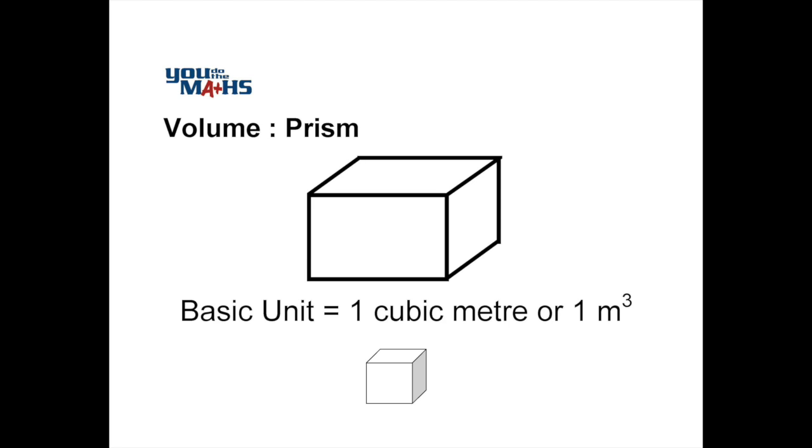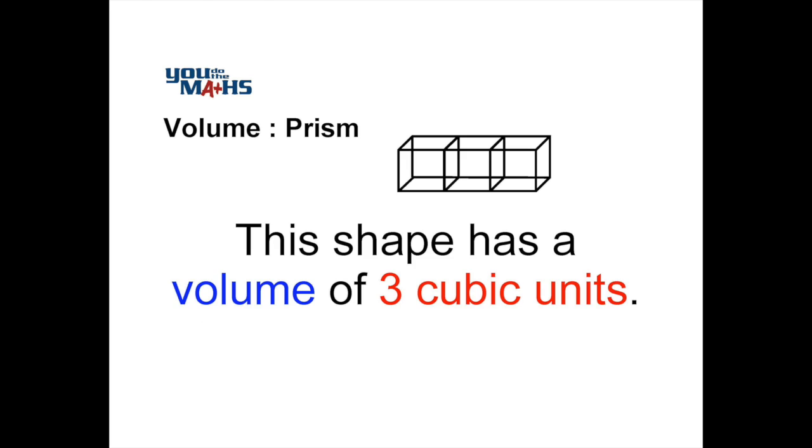In this case, we can see that we've got a shape that's got 3 cubes side by side, so we describe that as having a volume of 3 cubic units. Or another way of saying that would be to say it's 3 units cubed.